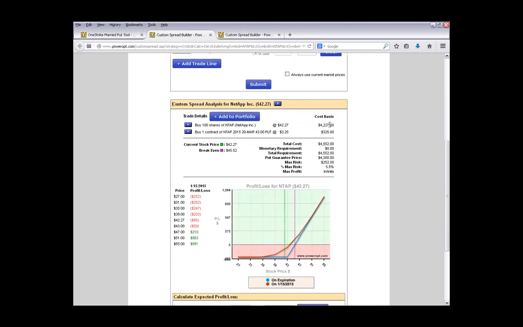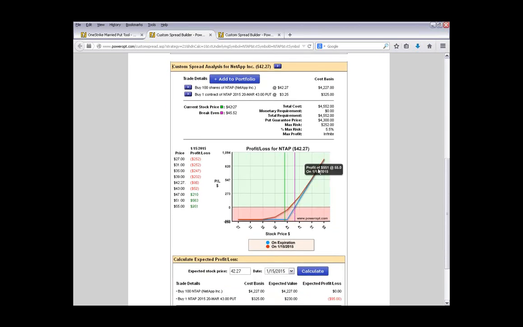I would purchase shares of the stock. I'd purchase perhaps a March 43 put for $3.25, knowing that in the worst case scenario, even if the stock tanks to $27 per share, we could only lose 5.5% of our total investment.